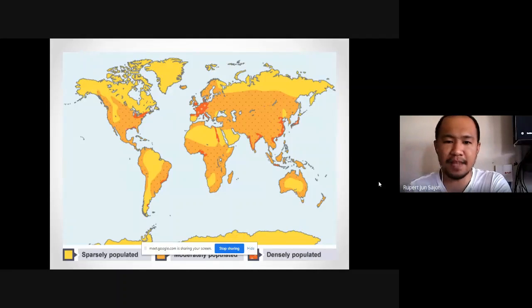So this is the map now. Try to look at the legend. Just the basic yellow, that's a sparsely populated area. The darker one is moderately populated. And then the densely populated area is the area that has a lot of dots, okay? Now, if you can see, the bright yellow are actually places where nobody would want to stay. These are places that are very cold or very hot, right?